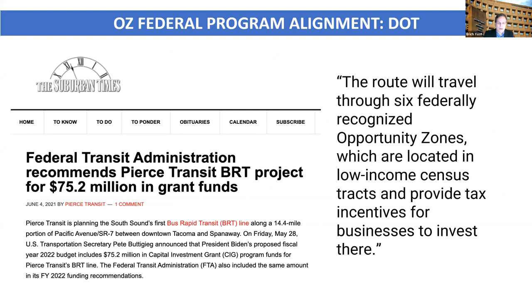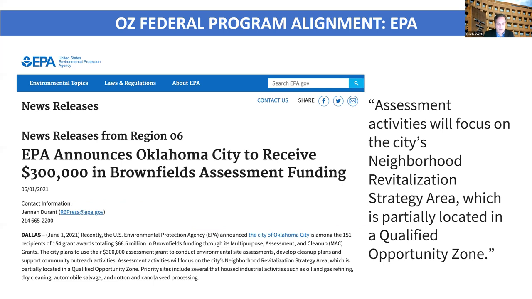Interestingly, as I shared, federal agencies have been aligning these federal grants and programs to opportunity zones. I want to share just a few recent announcements. It was June 4th, the FTA made a grant for a bus rapid transit line. You can see in the press release, they said this route is going to run through 6 federally recognized opportunity zones and how this transit will help the community. Or the EPA, who I'll talk about a little bit later, in their Region 6, had a press release about Oklahoma City receiving $300,000 in brownfield assessments. They said the assessment activities will focus on their neighborhood revitalization strategy area, which is partially located in a qualified opportunity zone.